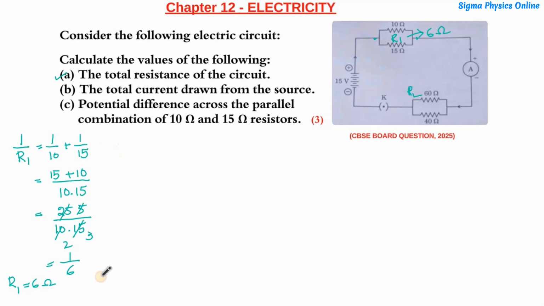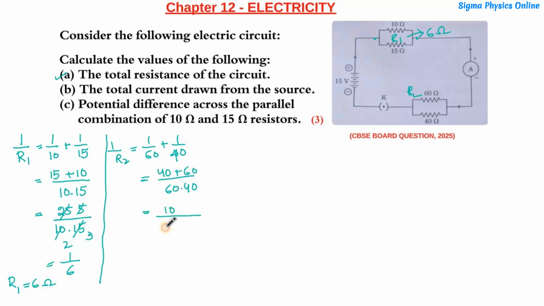Similarly, let's find out R2. So 1 by R2 is 1 by 60 plus 1 by 40. Again, find out the LCM, or simply write it as 60 into 40. So 60 gets cancelled, and 40 gets cancelled. It's 60 plus 40, so the LCM is 100 by 60 into 40. So 0 gets cancelled. It's 1 by 24. Hence R2 is 24 ohm. So the equivalent resistance of R2 is 24 ohm.